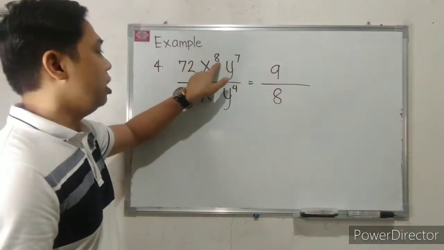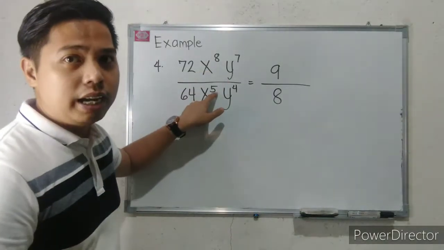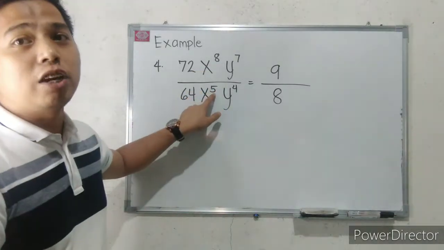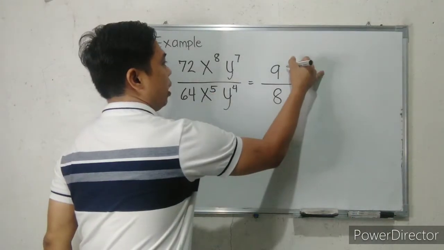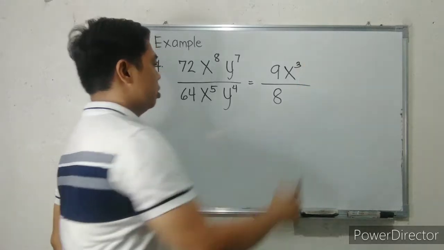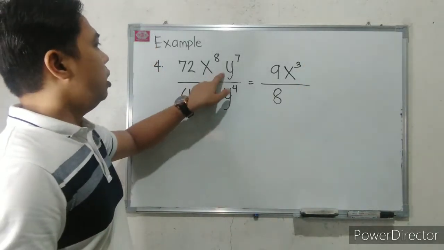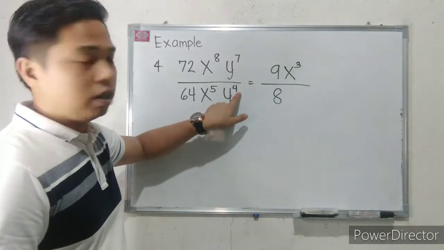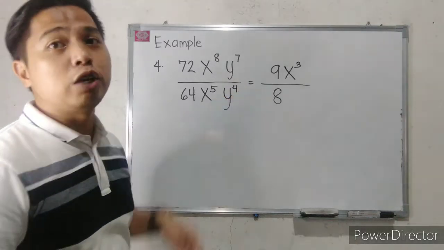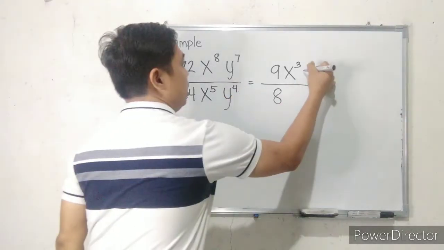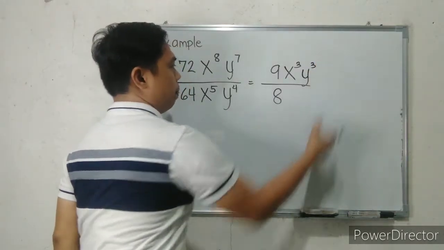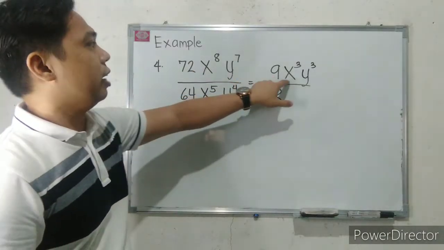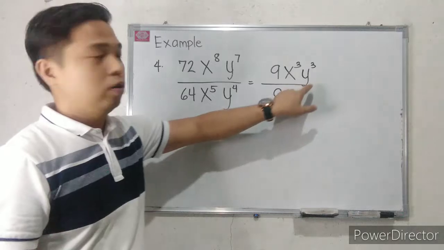So, x raised to the 8th power divided by x to the 5th. Kagaya ng ginawa natin kanina sa mga naunang examples. So, 8 minus 5 is equal to 3. So, therefore, we have x cubed. Next, y to the 7 power divided by y to the 4th. So, that is 7 minus 4 is equal to 3. So, we have y cubed. Okay? So, there you go. We have 9x cubed y cubed all over 8.